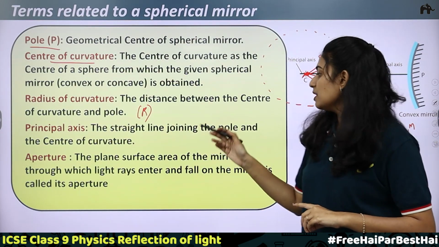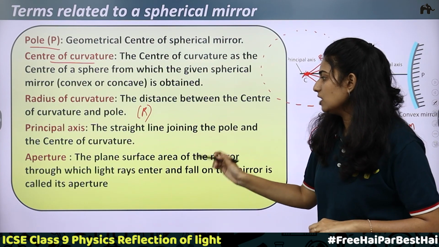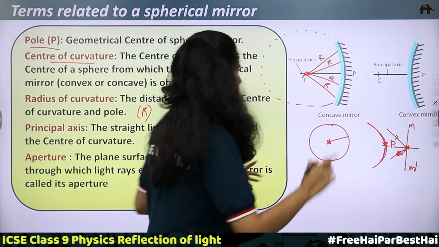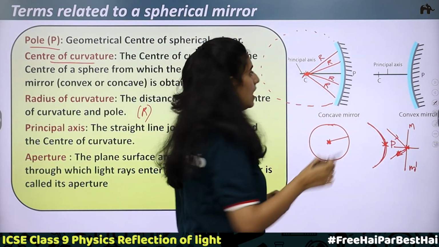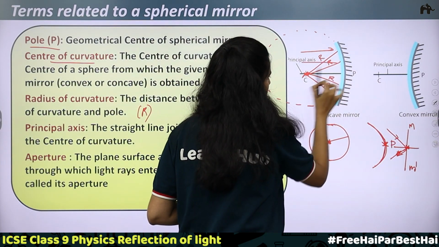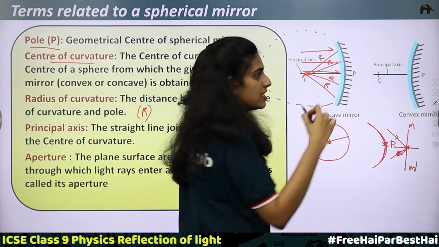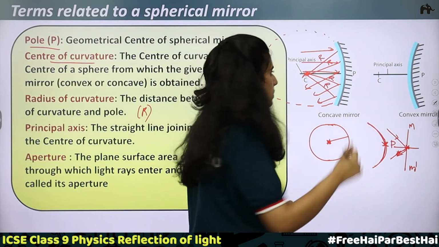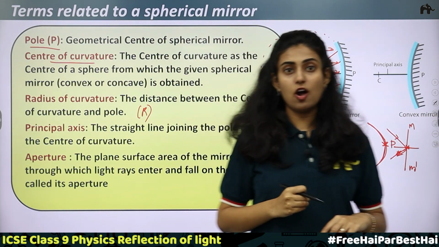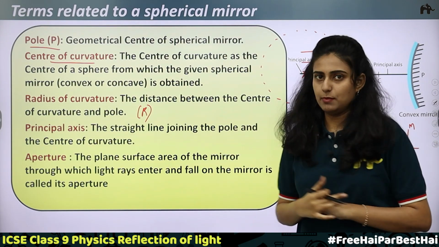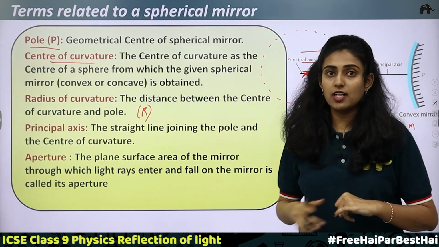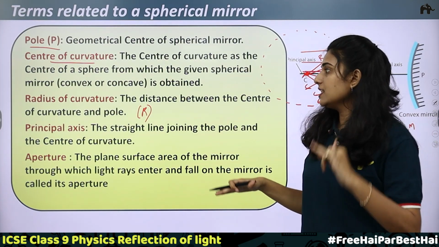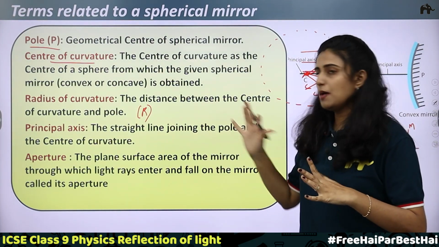Next is aperture. The plane surface area of the mirror through which light rays enter and fall on the mirror is called its aperture. Here you can see this is the plane surface. Light rays will strike this plane surface, and after striking, reflection happens. This plane surface we call the aperture of the spherical mirror. So, understood these terms? These are very important terms which we will be using throughout: pole, center of curvature, radius of curvature, principal axis and aperture.